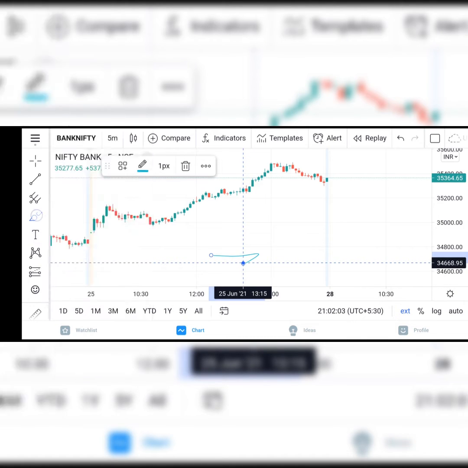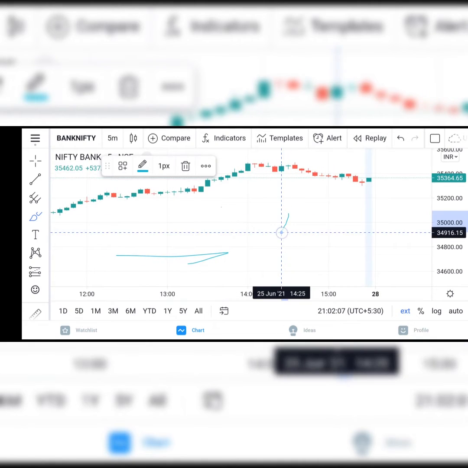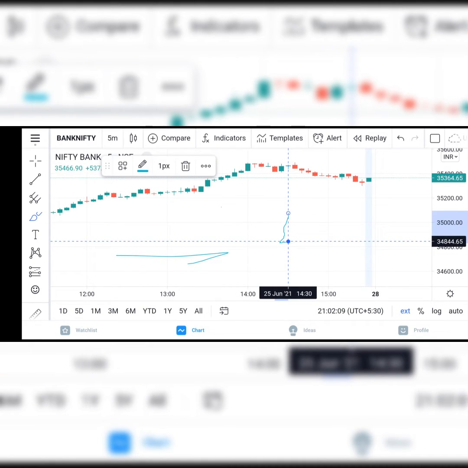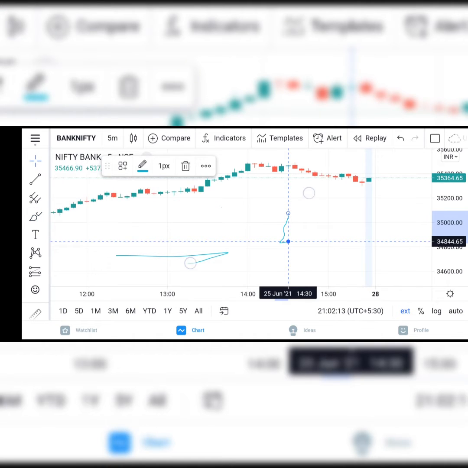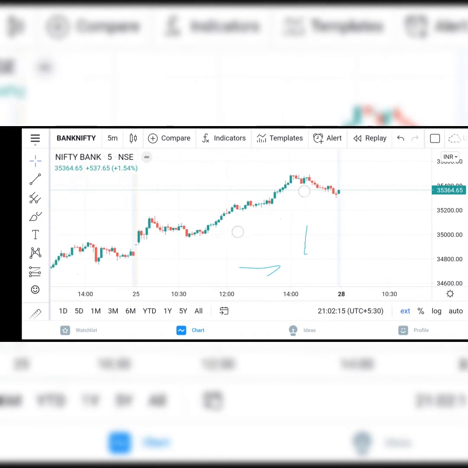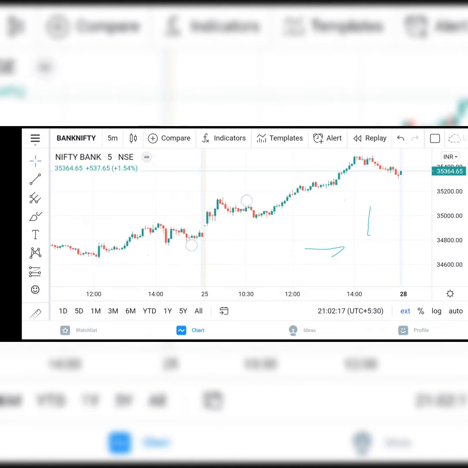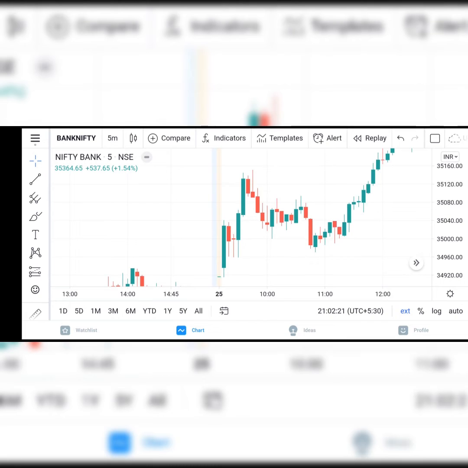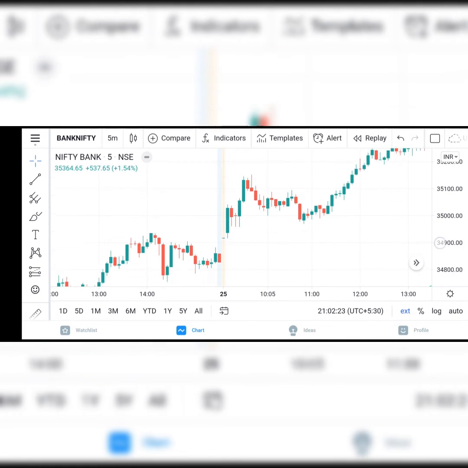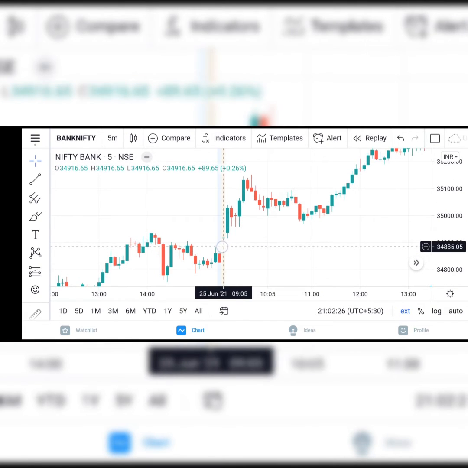Now I will be teaching you about these candles. What are these green and red things? Let me open the brush. Here on the horizontal side at the very bottom, you can see these are times, 10 o'clock, 11 o'clock, 12 o'clock. It represents the movement of time.